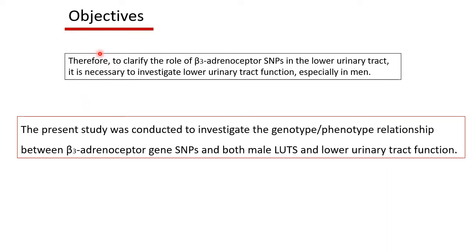Objectives. Therefore, to clarify the role of beta-3 adrenoceptor SNPs in the lower urinary tract, it is necessary to investigate lower urinary tract function, especially in men. The present study was conducted to investigate the genotype-phenotype relationship between beta-3 adrenoceptor gene SNPs and both male LUTS and lower urinary tract function.